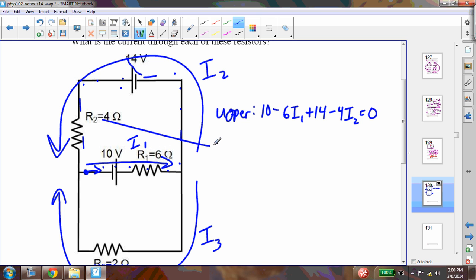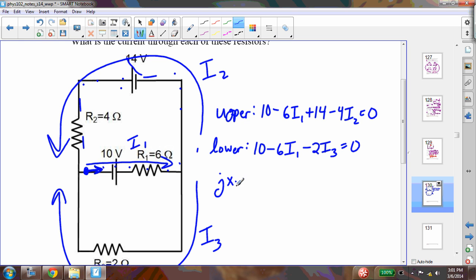Now I'm going to choose the lower loop. And so for the lower loop, I'm going to start here again, going in this direction. I have 10 minus 6I1. It's the same as for the previous. But then I'm going to come down here, and that's going to be minus 2I3. So notice how I've applied those simple guidelines for the directions and the signs of the current, or rather the signs of the changes in potential or voltage for each of these. Right?